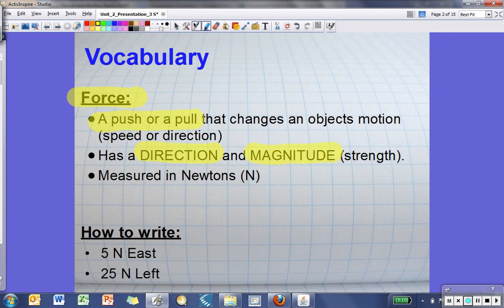And the way you write it, as you can see right here, looks very similar to velocity, except that it has N instead of meters per second or miles per hour. It's got to have the strength, so 5 newtons is the strength part, and then which direction: east, left, right, up, down. So that's how you would write force.